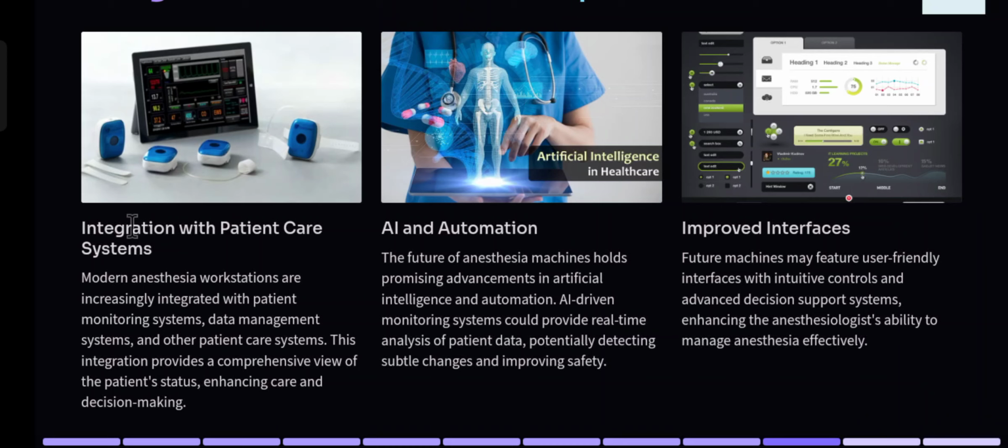AI and automation. Future advancements may include AI-driven monitoring systems that analyze patient data in real time, improving safety. Improved interfaces. Future machines may feature more intuitive interfaces and advanced decision support systems, enhancing the anesthesiologist's ability to manage anesthesia effectively.